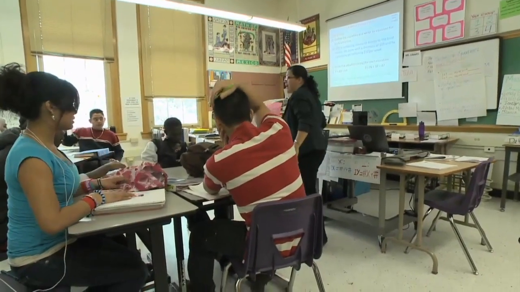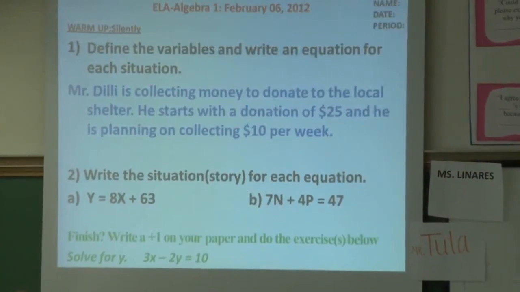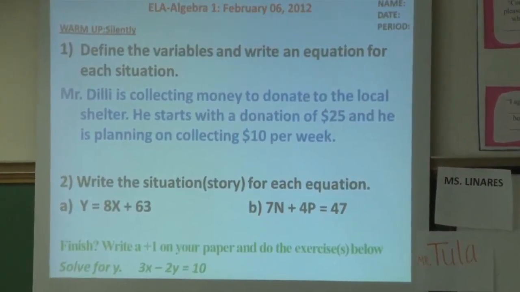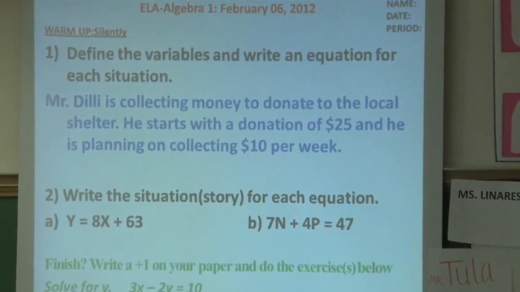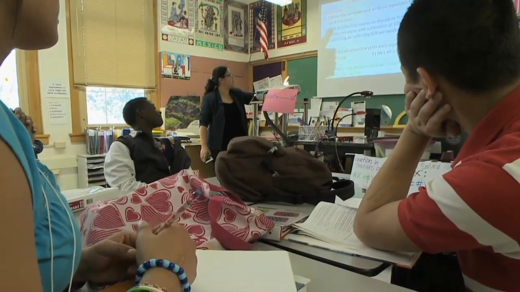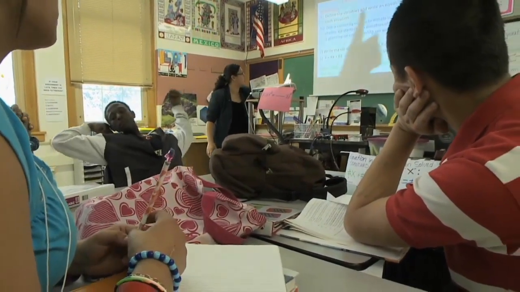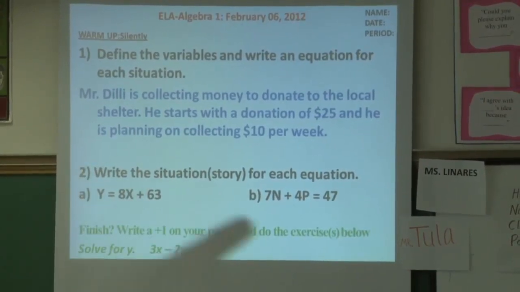Please listen. This is what's going to happen right now. We have our warm-up. You have 3 questions. For the first question, you see the statement in the blue, purple kind of here. For that one, you need to write an equation. You need to define the variables first, then write the equation for this sentence right here, for this problem right here.